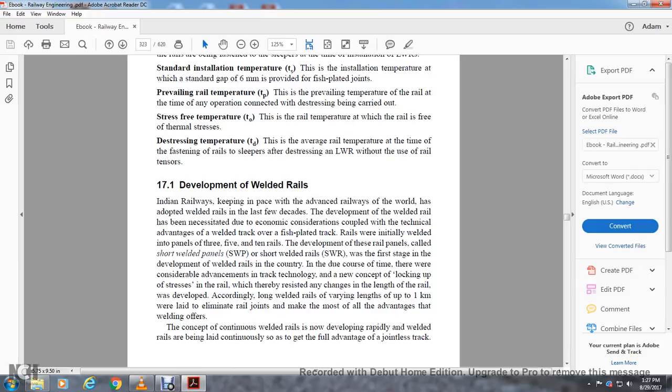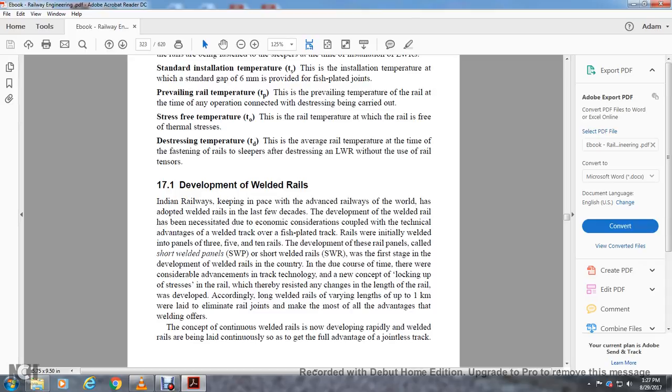17.1 Development of the welded rails. Indian Railways keeps pace with the advanced railways of the world in adopting welded rails. The last few decades of development of welded rails have been necessary due to economic considerations coupled with the technical advantage of the welded rail. The fish-plated track rails were initially welded into panels of 3 to 5 to 10 rails. The development of these rails is called short welded rail panels, or SWPs, or short welded rails, SWRs.